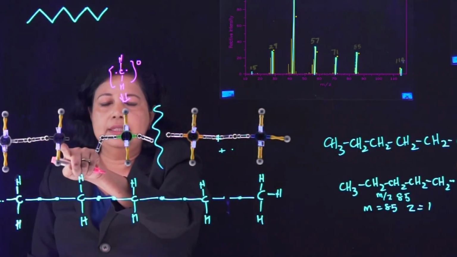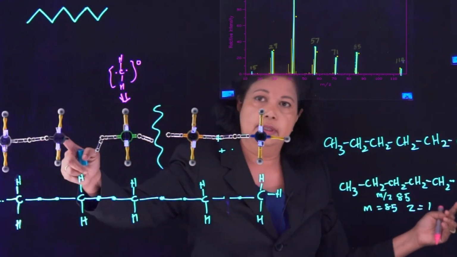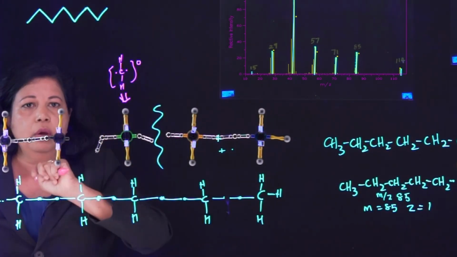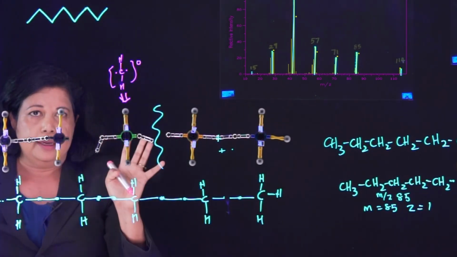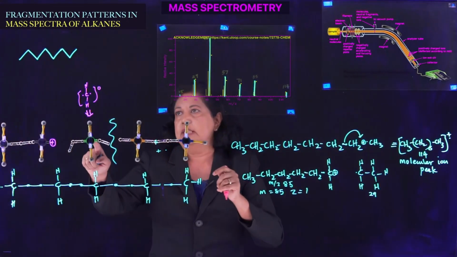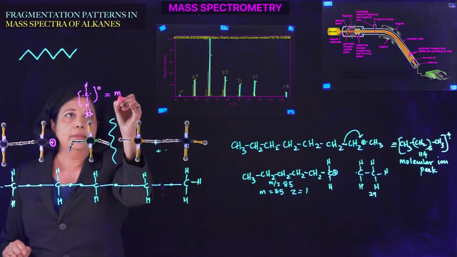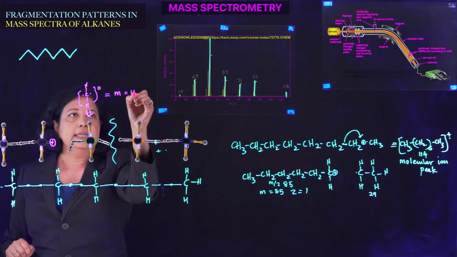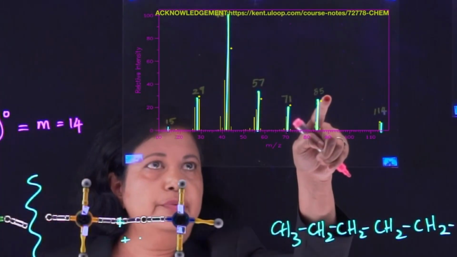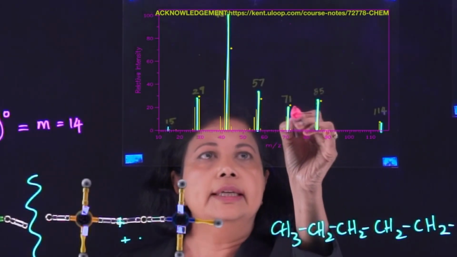Then you'll have a positive here because you pulled out those electrons. It doesn't have its valence pair. If you take the formal charge of this fragment, it should be 4, but it has only 3. So this is going to be your positive. This is 12 plus 2, 14. M is 14 mass.